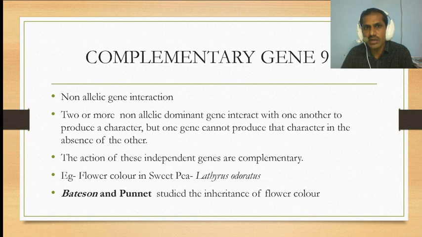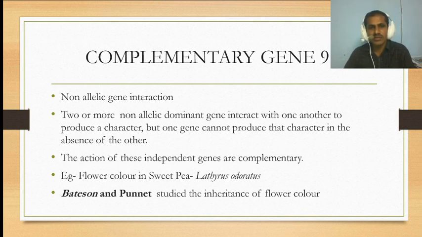Two or more non-allelic dominant genes interact with one another and produce a character, but one gene cannot produce that character in the absence of the other. So it is a non-allelic gene interaction. The action of these independent genes is complementary. Why has it happened? Because of these complements.